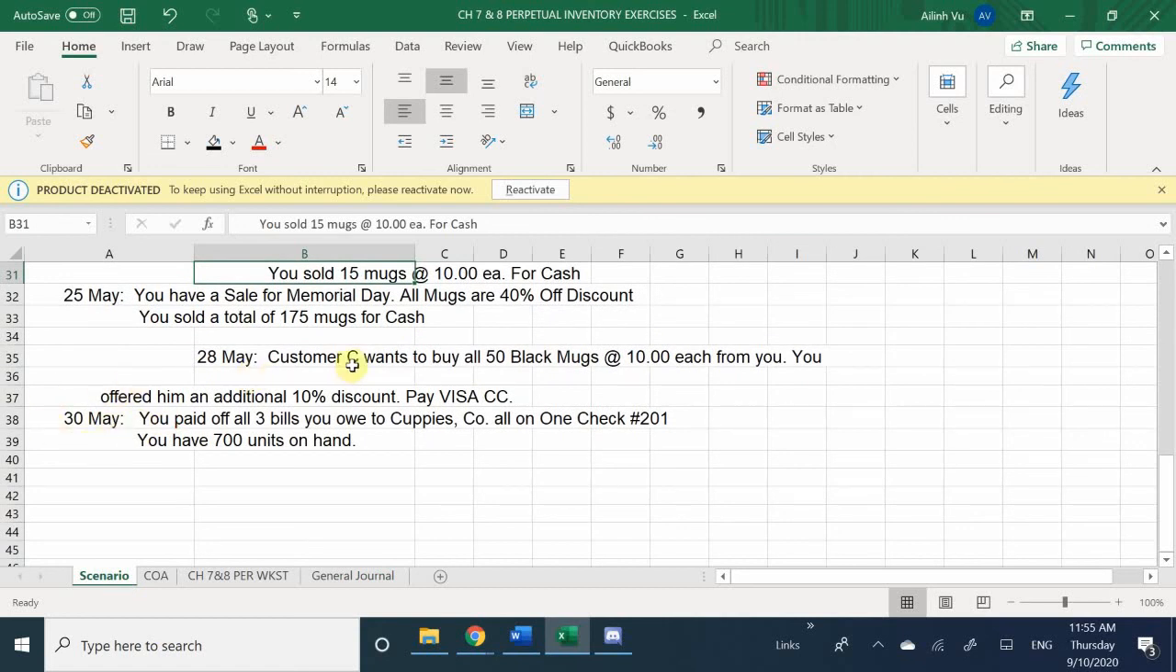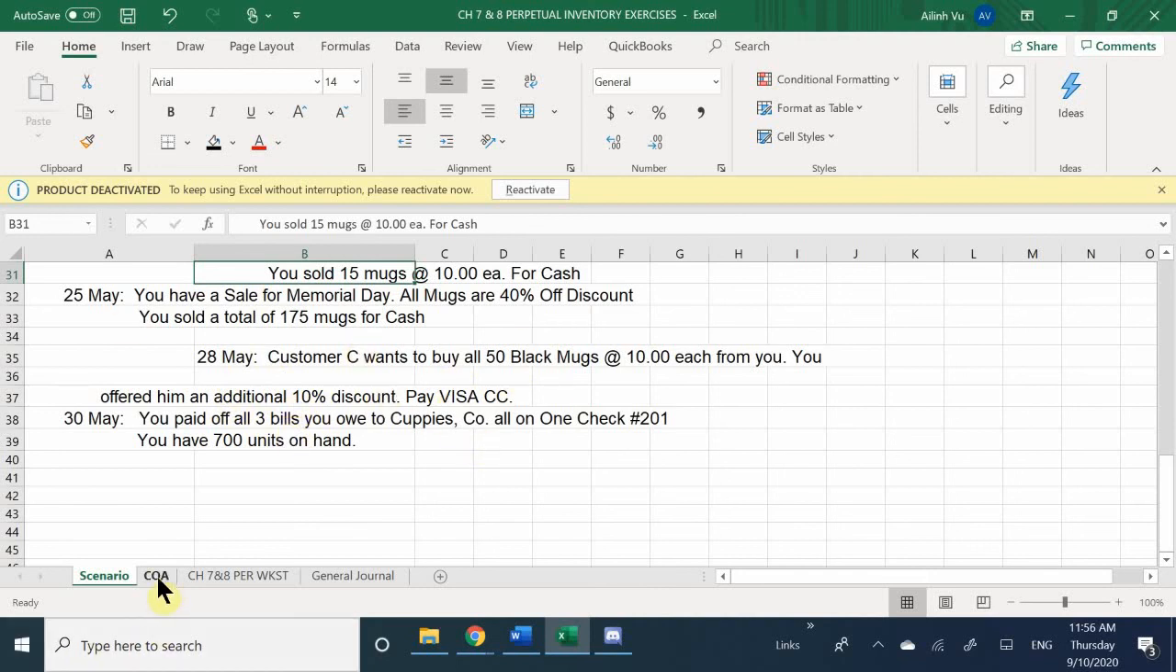Now customer C came into the store and was like, I don't like these brown mugs. Do you have any other color? I said, you know what? I have black mugs in my inventory. Would you like that? Is that a good preferred color? And he says, yes. And he decides to buy them all. And I gave him a 10% discount. Yes, I offer him an additional 10% discount. So, and he paid with his Visa credit card.